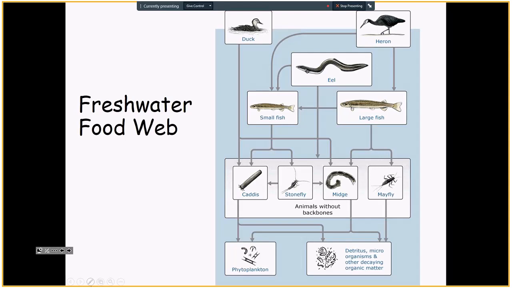Freshwater is similar. There are a few nuances that are different, but you have phytoplankton, which is similar. This group I'm going to talk a little bit about, and these are small animal invertebrates, but you also have fish and the same type of food web interactions that occur in the marine system.